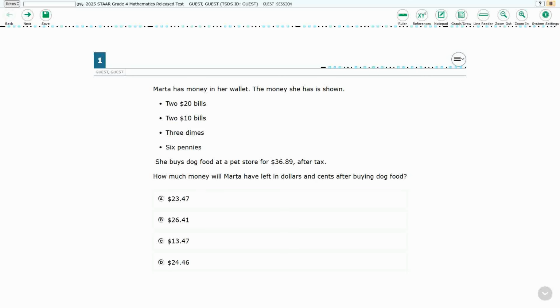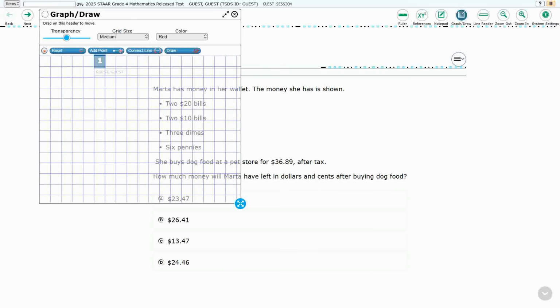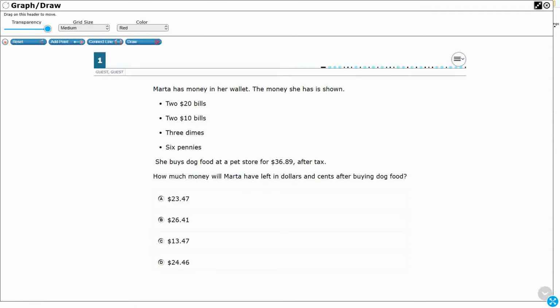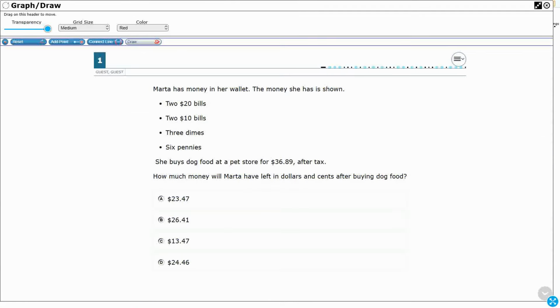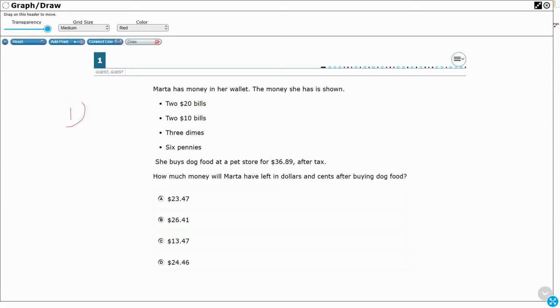For our first problem, we are looking at 4.8c. This is solving measurement problems. Specifically, in this case, we are measuring money, or we are using money to solve a problem. We've got two 20s, two 10s, three dimes, six pennies. We buy this, so how much left over do we have?